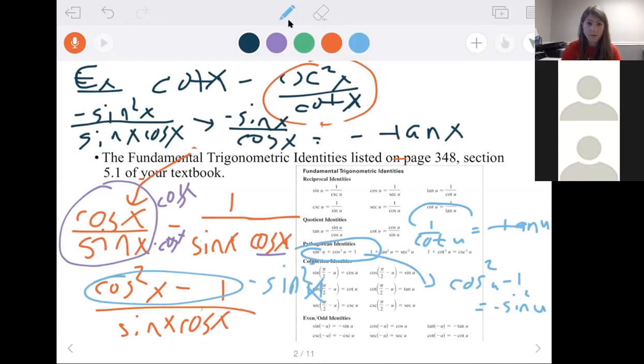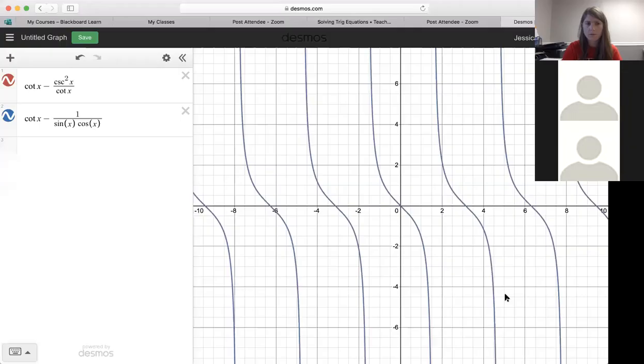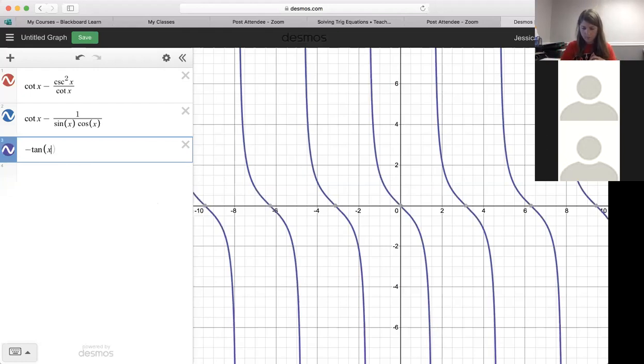Let's go ahead and switch back over to Desmos and make sure that negative tangent matches up with our other graphs. Okay, so we already know that those two pieces match. Okay, and negative tangent does match. All right, so questions on this one.